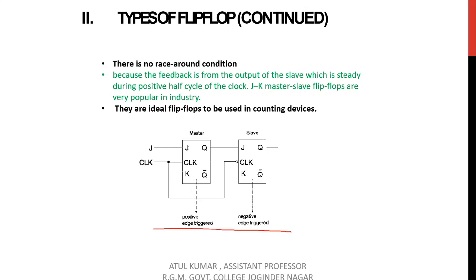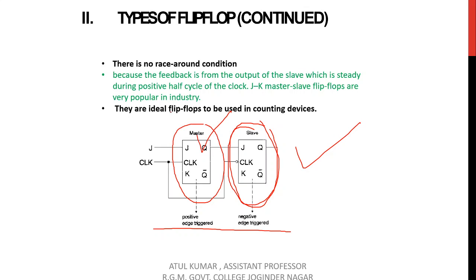This one is the logic circuit for the master slave flip flop. As we have seen, there are two flip flops, one is called the master and the other is called the slave, and when the clock is high, this master flip flop is active, and when the clock is low, this slave flip flop is active, and the final outcome of this flip flop depends upon the outcome of the slave flip flop. And this kind of flip flop is very ideal for counting devices, so it is very useful in counters.